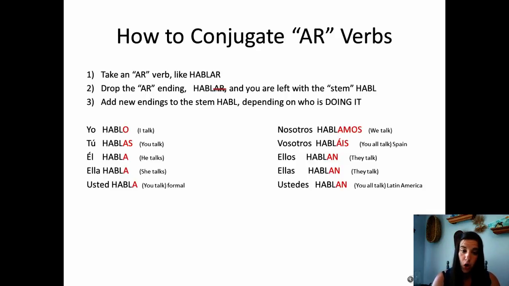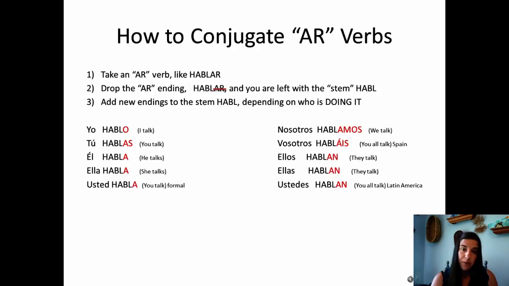Yo hablo. I talk. If you talk, we take the AR off and we add AS. Tú hablas. You talk. If he talks, we take the AR off and we add an A. Él habla. If she talks, we take the AR off and we add an A. Ella habla. She talks. You, formal, the usted, talk.